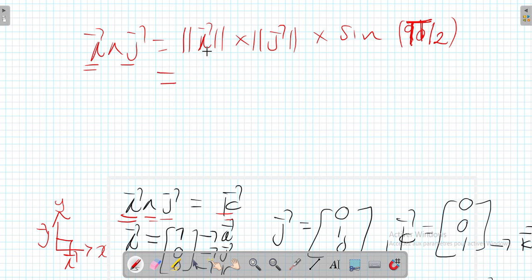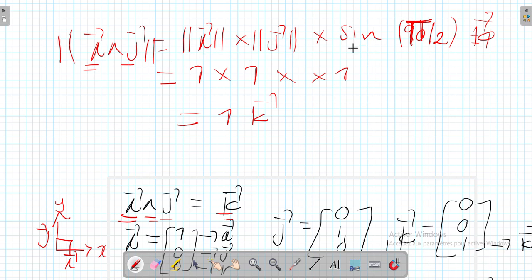So what is the magnitude of E? This is a unit vector, so 1, multiplied by the magnitude of another unit vector, 1. Multiplied by what is the angle between them? The sine of 90 is what? It is 1. So it's going to give us 1. Then in the direction of k, E vector G will give us the direction k.